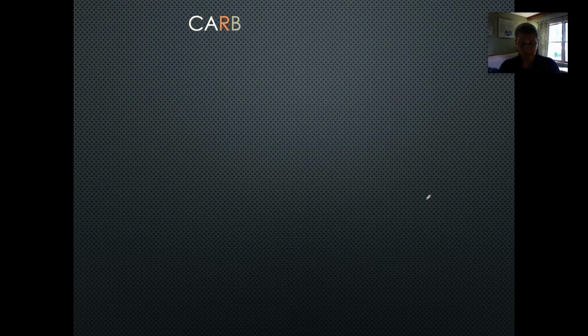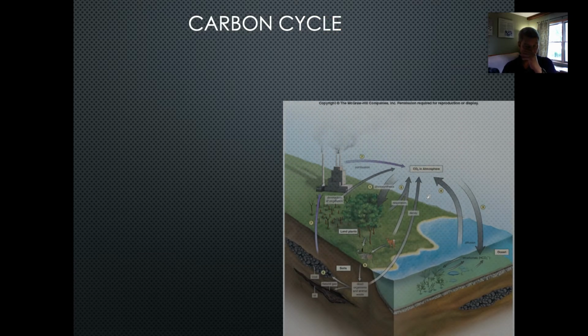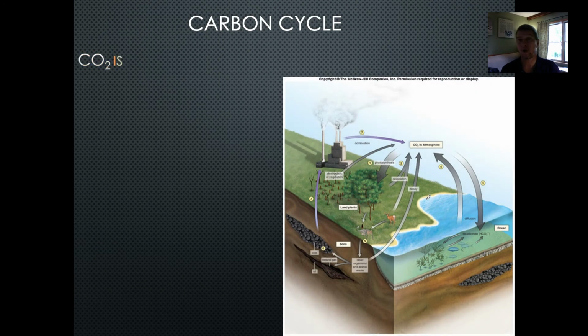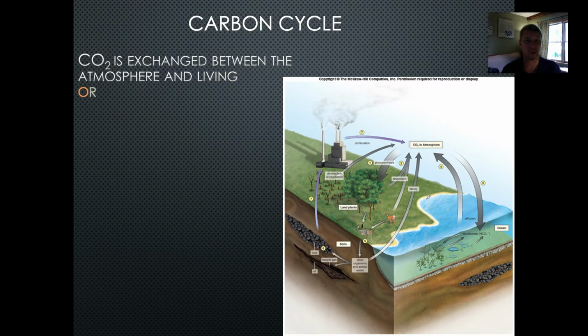Okay, the second major cycle that we should talk about here is the carbon cycle. And carbon, of course, is the basis of all organic compounds. And so the movement of carbon throughout our environment is very important for life on Earth. Now, carbon is found mostly in the atmosphere as carbon dioxide, and it's exchanged between the atmosphere and living organisms.